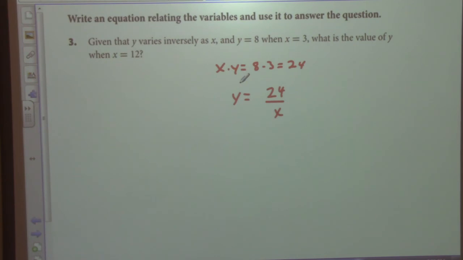So we have this, and what is the value of y when x is 12? Well, we put y is equal to 24 over 12, so that's going to be equal to what? 2. So this is a real world situation, really, when you think of it. And if you look at the other problems, they are real world applications.